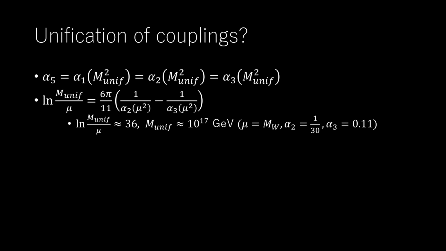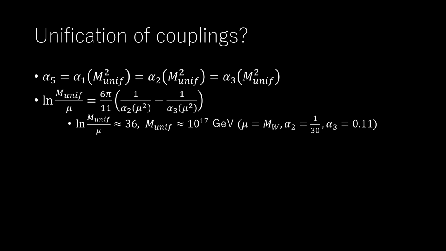If we take mu equals MW, alpha 2 equals 1/30, and alpha 3 equals 0.11, M_unif is approximately 10 to the 17th GeV. The precise number should not be taken very seriously since it depends exponentially on what we put in for alpha 2 and alpha 3, and is sensitive to the radiative corrections.